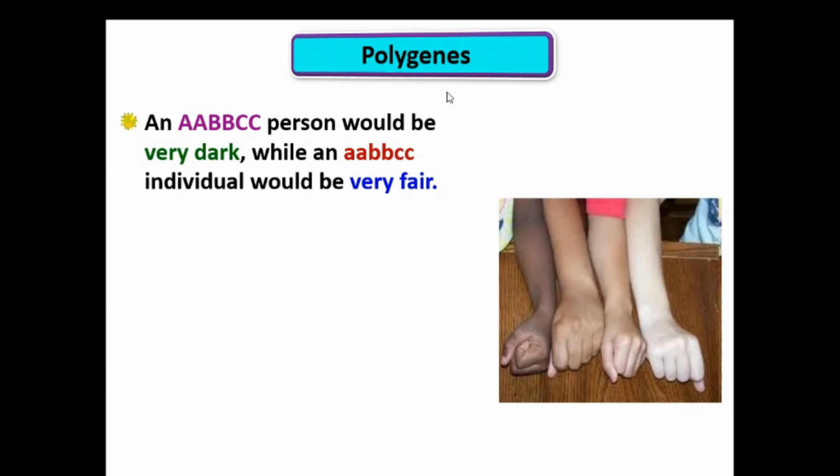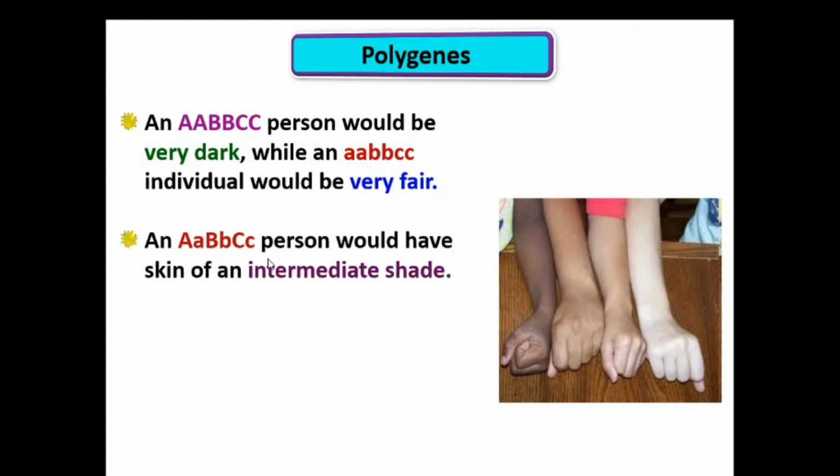Okay, in detail for the polygenes here, a person with big A, big A, big B, big B, big C, big C would be very dark. In opposite, a person with small a, small a, small b, small b, small c, small c genotype would be very fair. So this is what we call the homozygous dominant person, meaning that dark is the dominant characteristic, and fair would be the recessive characteristic. This is representing the homozygous dominant, and this is representing the homozygous recessive.